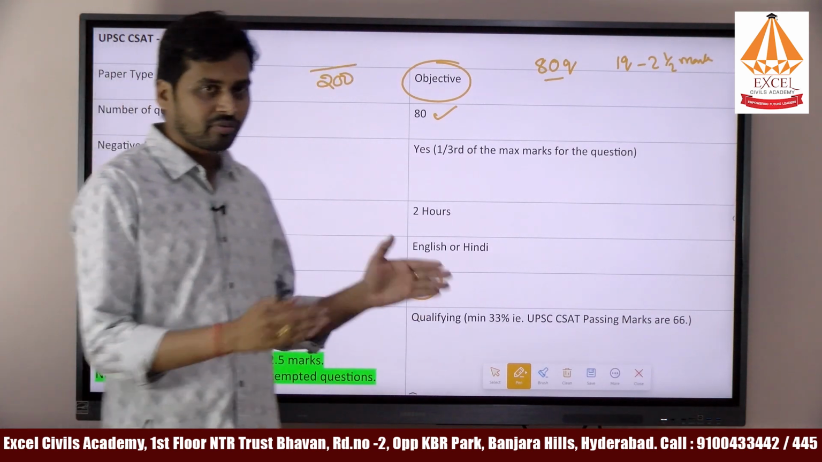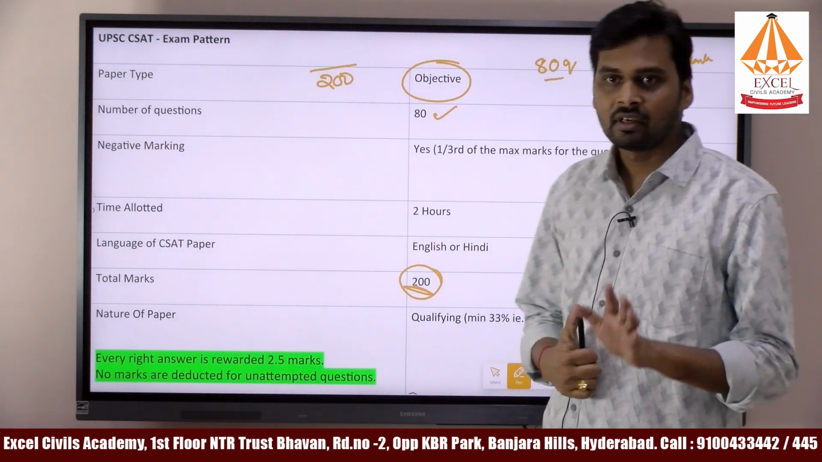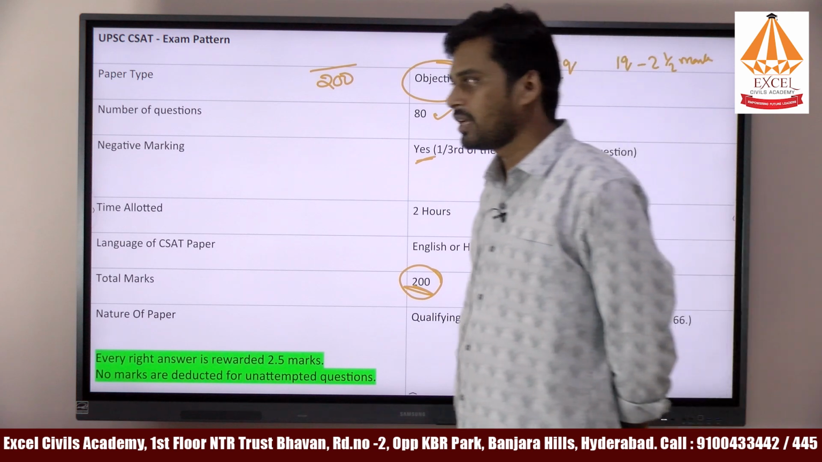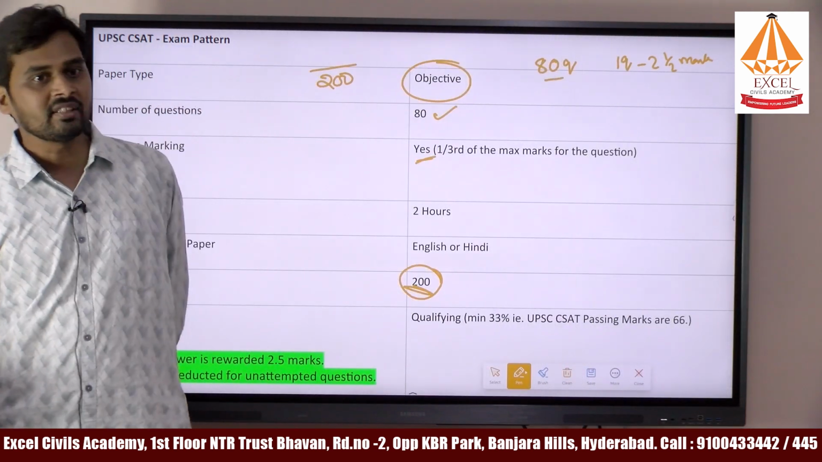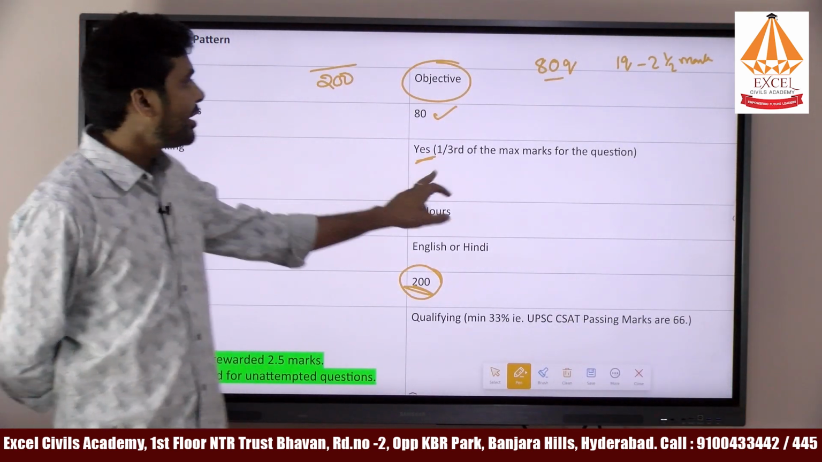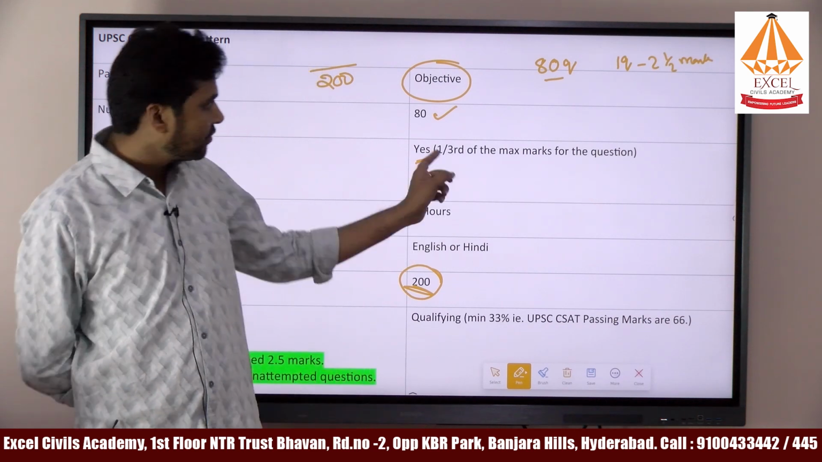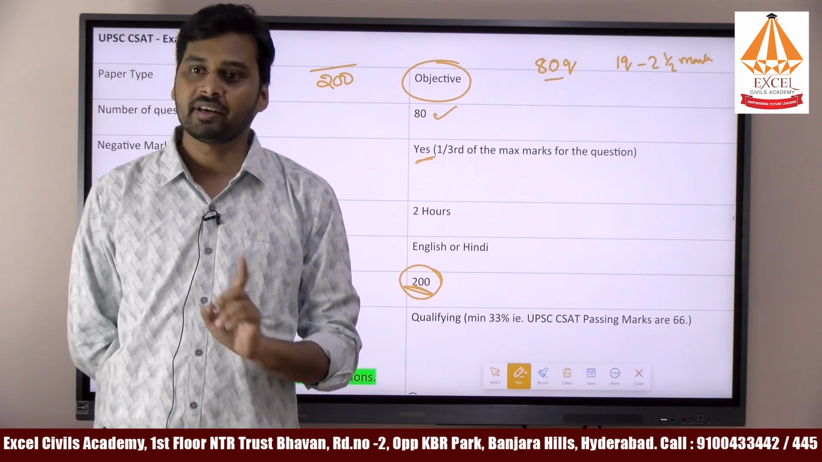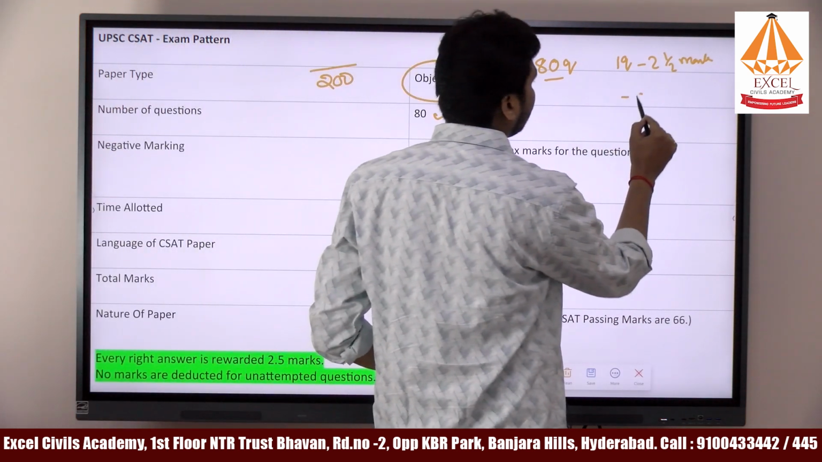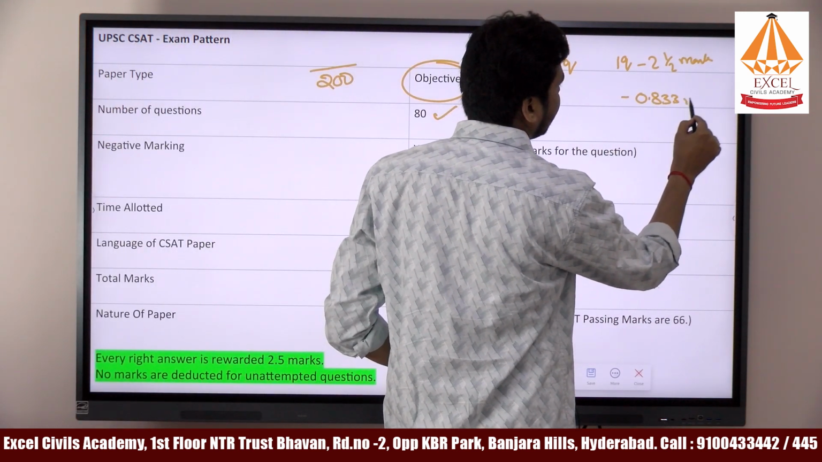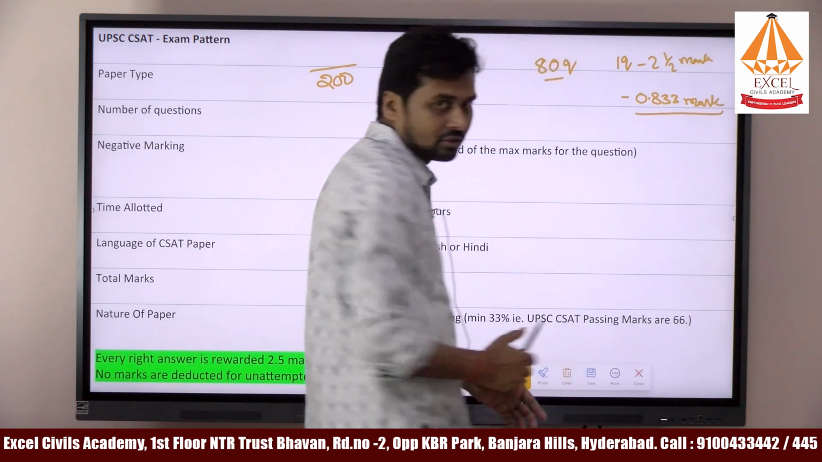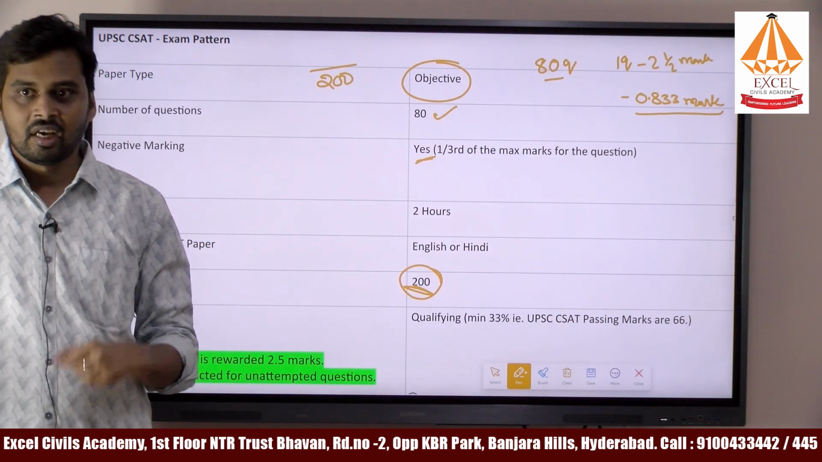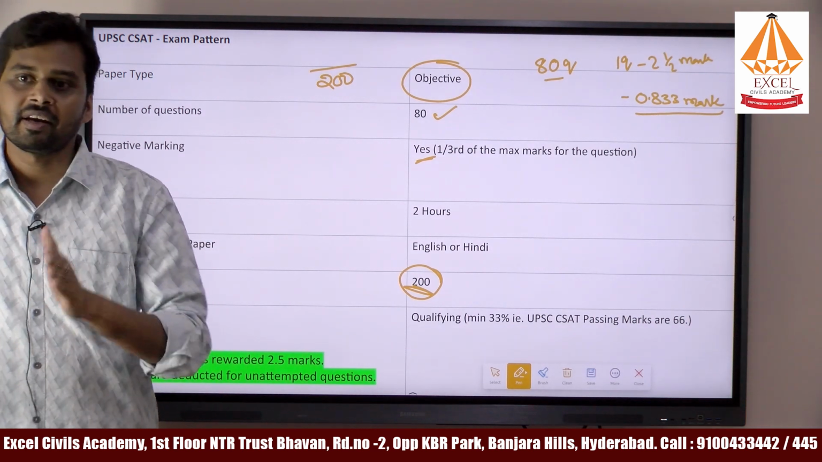So we have 80 questions and each question carries 2.5 marks. Is there any negative marking? Yes, absolutely. What is that negative marking? The negative marking is 1/3 of the maximum marks for the question. 1/3 of 2.5 marks means approximately 0.833 marks is the negative marking. Understand? If you attempt a question correctly, you will get 2.5 marks. If you attempt it wrongly, you will lose 0.833 marks.